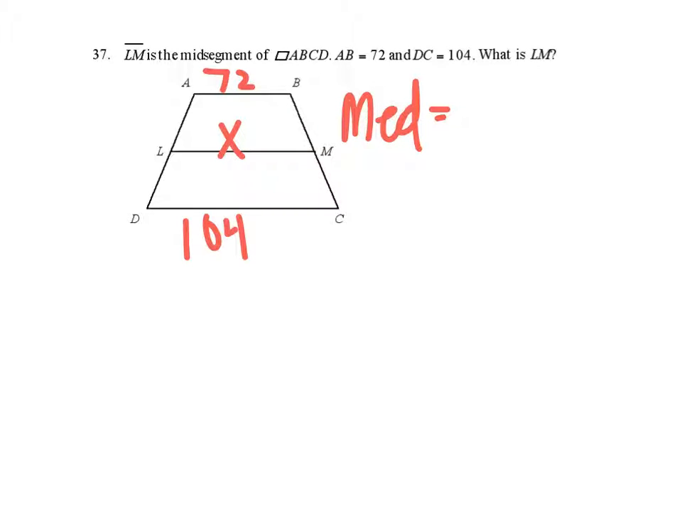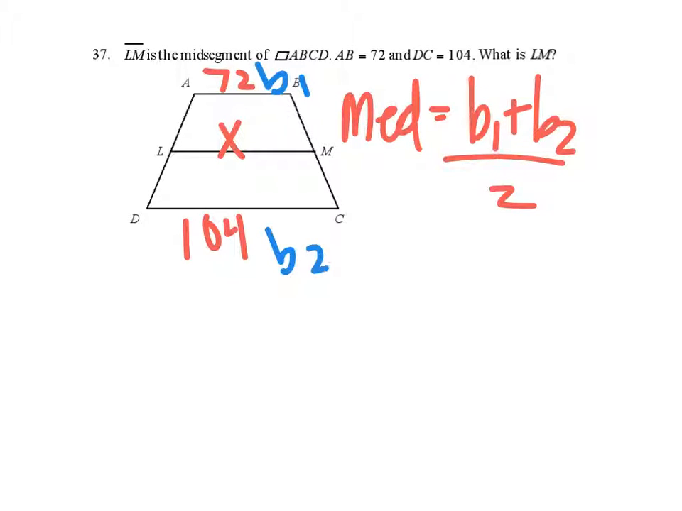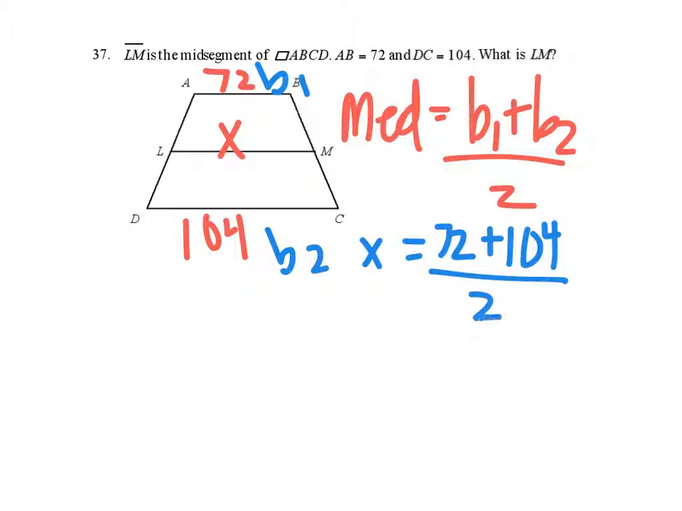equals B1 plus B2 all divided by 2. The top is your B1, the bottom is your B2, and X is what we're looking for. So we're going to have X equals 72 plus 104 all divided by 2.